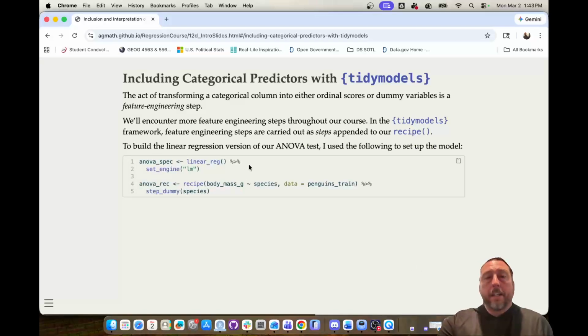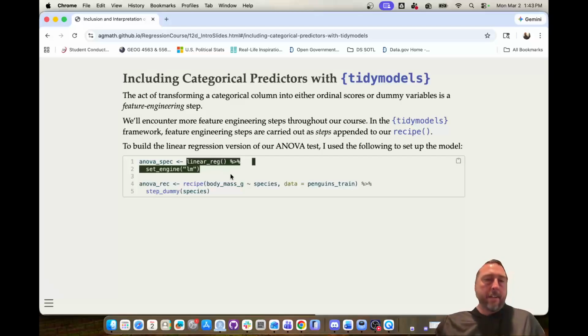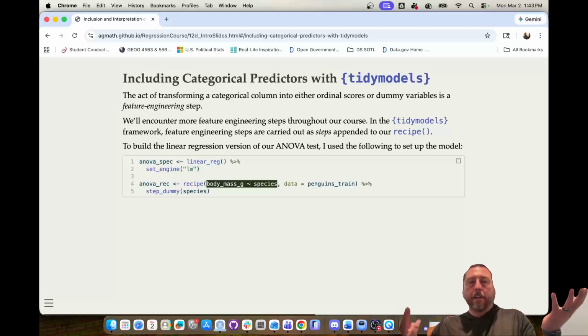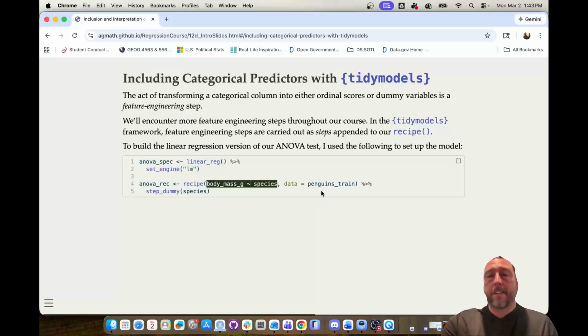So if we wanted to build the linear regression version of our ANOVA test, this is the code required to do it. So ANOVA is a subset of a linear regression model. So I'm going to take a linear regression model, set the engine to lm like we usually do, and I'm going to call this the ANOVA specification. There's nothing special about that again. The recipe that I'm going to use is to predict body mass using species as the only predictor. Now, species is categorical, so I have 3 groups, one for each species, and I'm wondering if body mass is associated with the groups, if it changes across the groups. So that really is an ANOVA test.